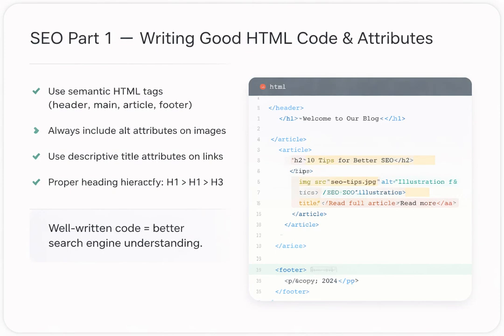The first part of SEO is all about the code you write. When you build a web page, the way you structure your HTML has a direct impact on how search engines read and interpret your content. For example, using semantic HTML tags like header, main, article, and footer tells the search engine what each section of your page is about. It's not just about making the page look good, it's about giving the browser and the search engine meaningful context. Similarly, attributes like the alt attribute on images or title attributes on links help search engines understand content that they can't visually see.